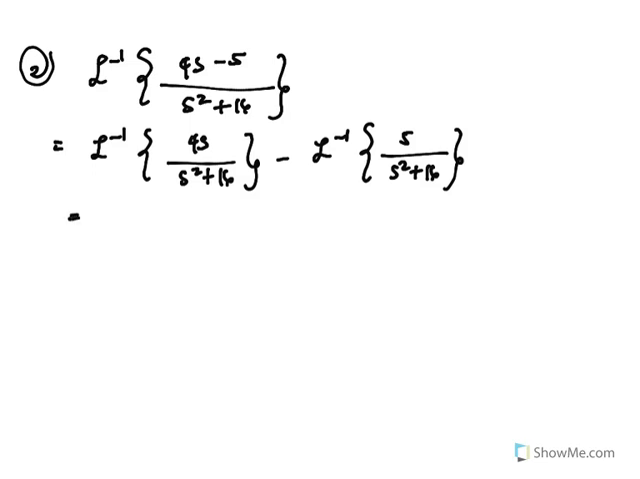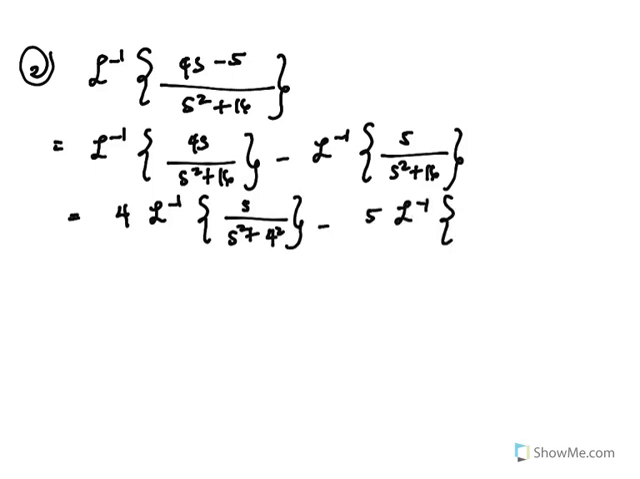Now, by linearity property, I can rewrite this as 4 inverse Laplace of s over s squared plus 4 squared minus 5 inverse Laplace of 1 over s squared plus 4 squared. Now, para ito ay mag-yield ng cosine, kasi s yung nasa taas, no? We will have to have s over s squared plus k squared where k is 4. So, this one is okay. This one will yield cosine kt.